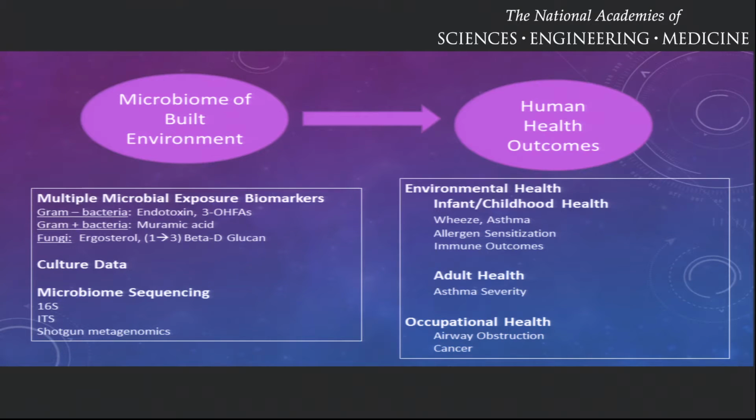We also have culture data that we can use to assess exposure. And then, of course, we're really here to talk quite a lot about microbiome sequencing characterizations like 16S sequencing for bacteria, fungal ITS sequencing, and shotgun metagenomics. Now, on the health side, I tend to think of studies as being grouped as environmental health or occupational health in response to these microbes. So a fair amount has been done, and Susan Lynch spoke today already on infant and childhood health, wheeze and asthma outcomes, allergen sensitization, and immune outcomes, adult health outcomes like asthma severity, and then occupational health outcomes, including airway obstruction, and even some studies on cancer as well.